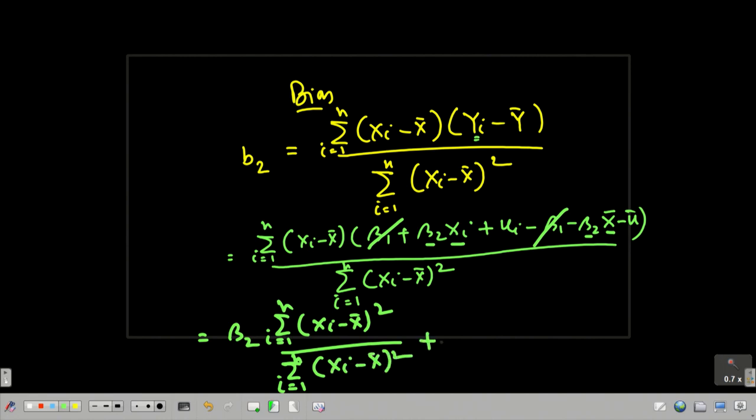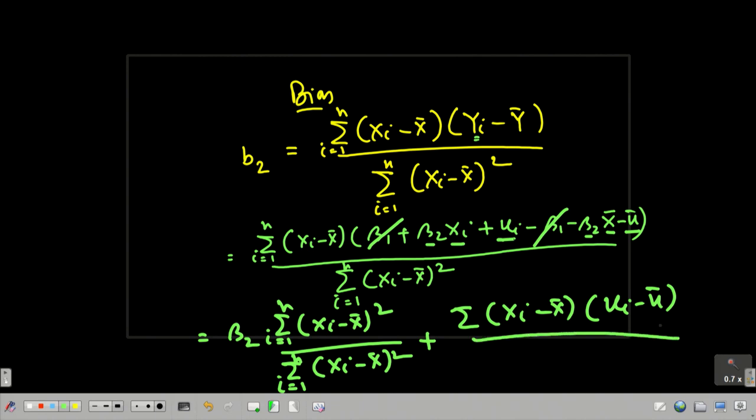And then I will have, on the other hand, all this u_i and u bar present. So it is going to give me summation (x_i minus x bar)(u_i minus u bar), and that is divided by summation (x_i minus x bar) whole square, i equal to 1 to n. Now, the first term is going to be this, numerator and denominator cancel out. So I will have beta.